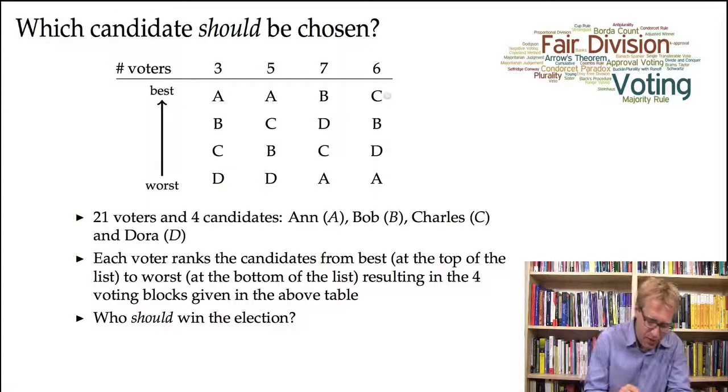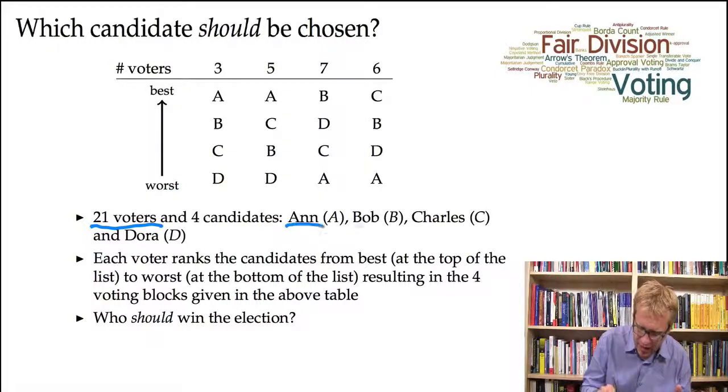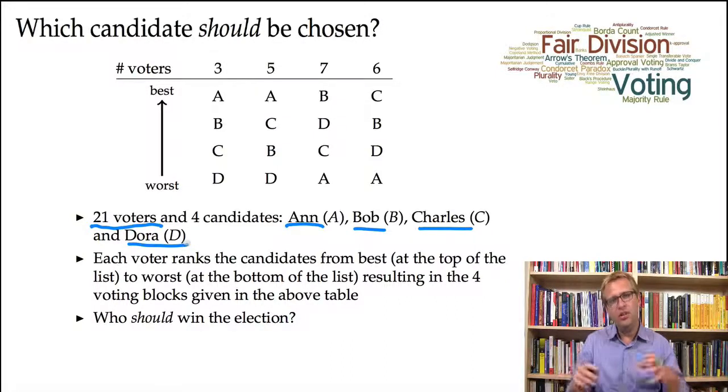This is an example where we have 21 voters. Imagine a society or a small group of people consisting of 21 voters get together and they're holding an election. And there are 4 candidates: Anne, Bob, Charles, and Dora. Each of the voters is asked to rank these candidates from their favorite, their top candidate, to their least favorite, their worst candidate. And the voters are instructed that they're not allowed to list ties, so you're not allowed to rank 2 people at the same level.